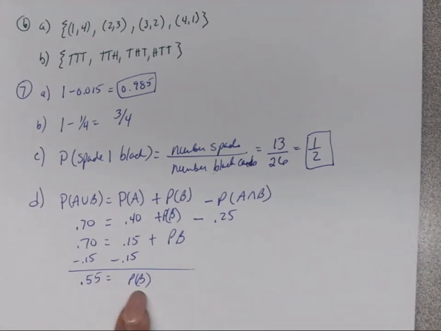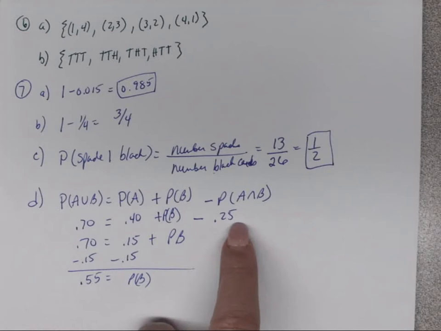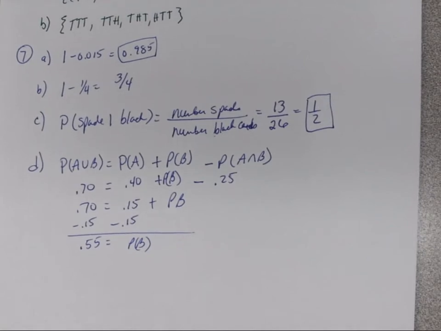You can plug this back in. If you add this together, you get 0.4 plus 0.55. That would be 0.95 minus 0.25 gets you 0.70. So you can completely look at that and see what you're doing.